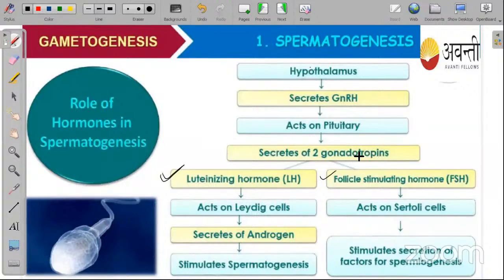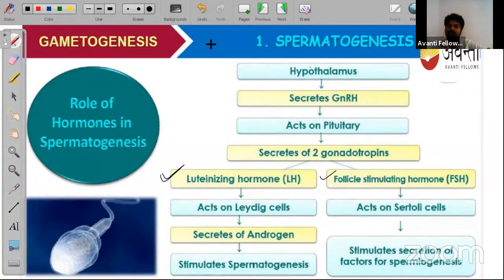ठीक है. So first of all, hypothalamus. So the hypothalamus is the organ which is present on this side. Okay, that is the back side of the brain. Okay, it secretes GnRH. That is what is meant by GnRH. Yes, Harsha. I will talk about it.